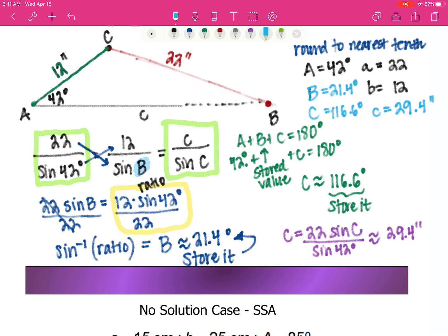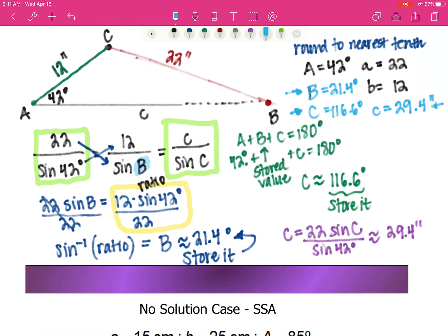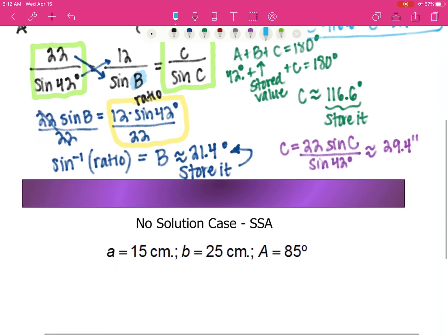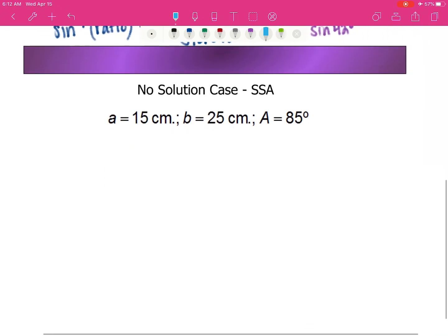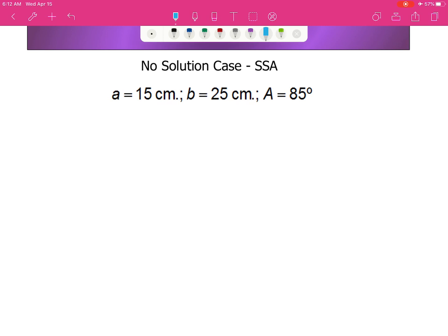We can check our answers by making sure that the angles add up to be 180 degrees. We can also check to see across from the largest side, we have the largest angle. So the largest side and the largest angle are paired up, and the smallest angle and the smallest side are also paired up. So our answer makes sense. So I'm going to box it. And that's an example of one solution case. The example of the no solution case is coming up next. So in the next video, we'll do a no solution case.